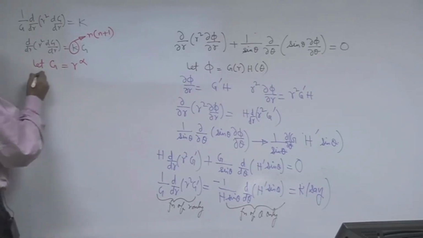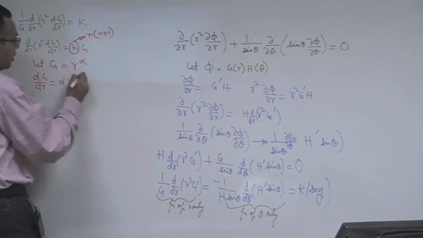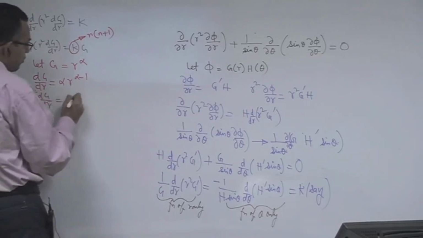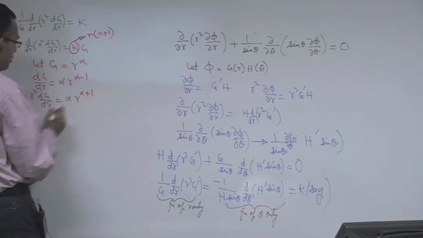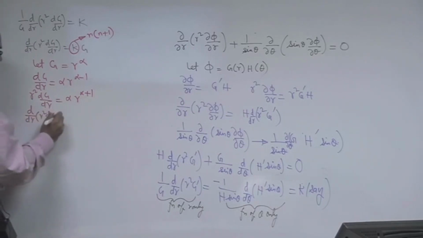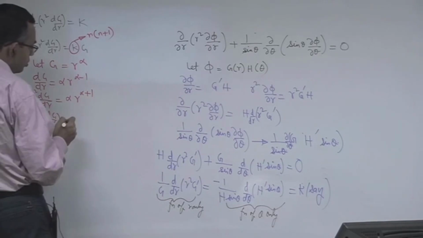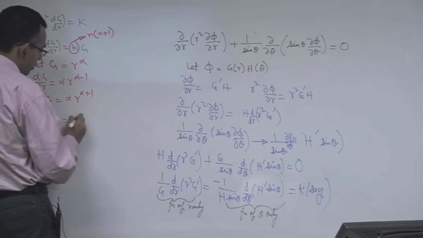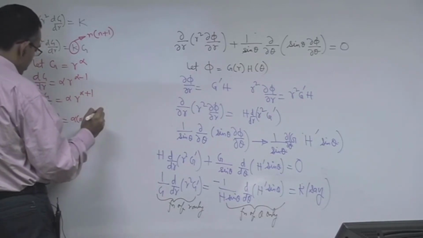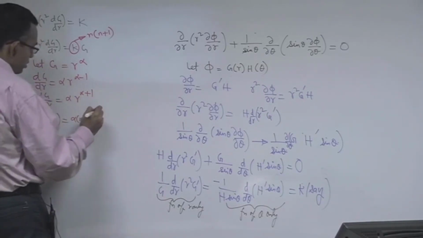For instance, dg/dr is equal to alpha r to the power alpha minus 1. r² dg/dr is equal to alpha r to the power alpha plus 1. d/dr of r² dg/dr is equal to alpha into alpha plus 1 into r to the power alpha.